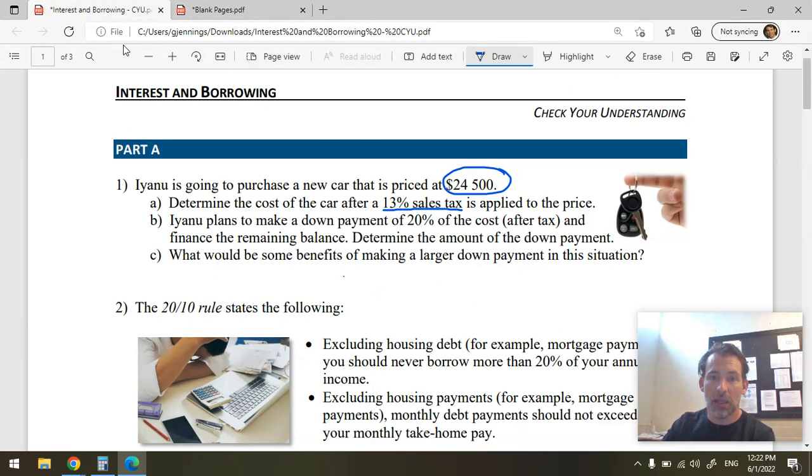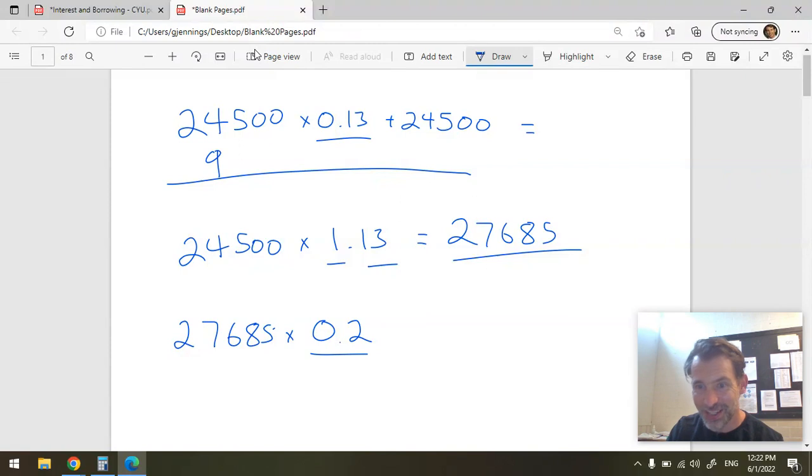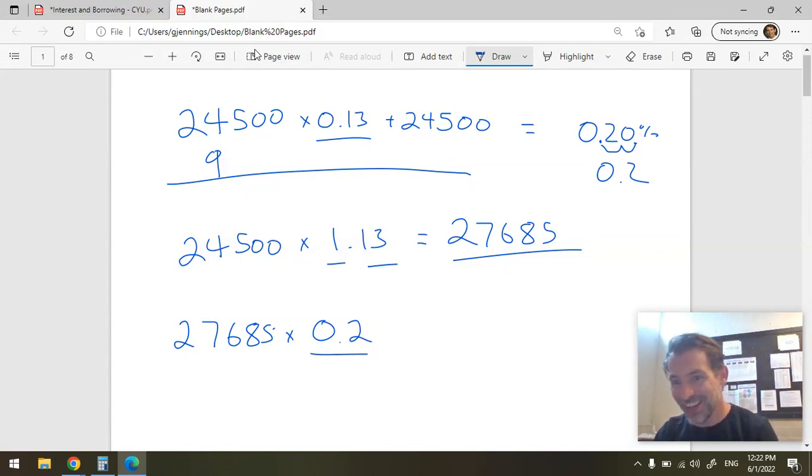So we're going to make a down payment of 20% of the cost after tax and then finance the remaining. All right, so what does that look like? Determine the cost of the down payment. In order to find the cost of this down payment, I am going to do 27,685 multiplied by 0.2. This is 20% as a decimal. Why? Well, I take 20% and move the decimal once, twice, to there, which will be 0.20, otherwise known as 0.2, otherwise known as 1/5. Okay, so all of these are the same.